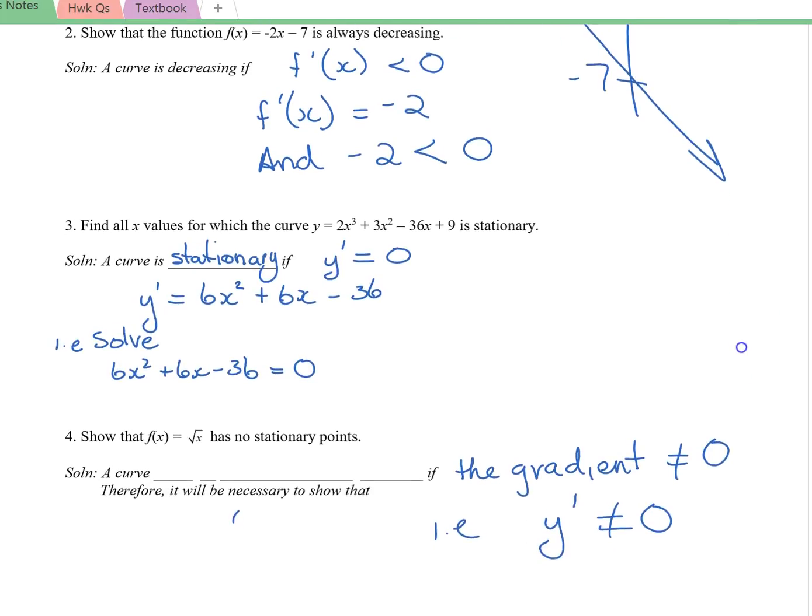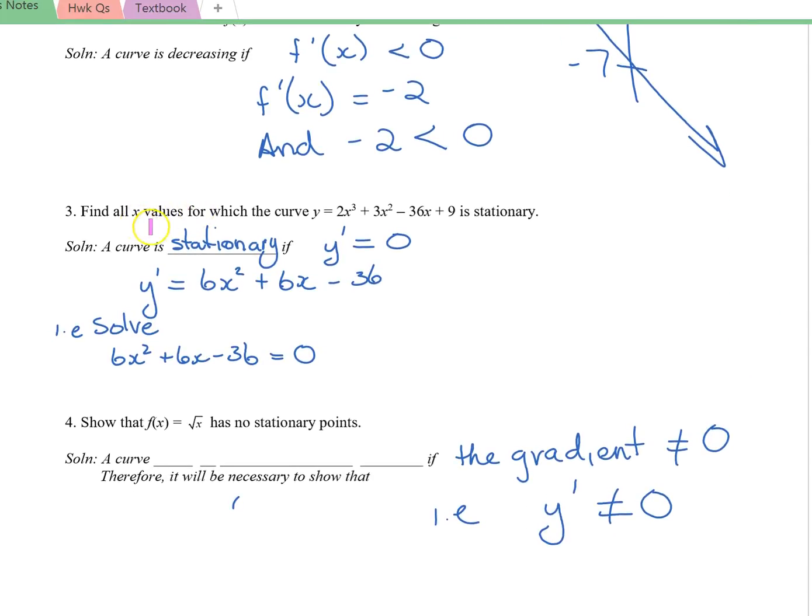The next examples ask you to find x values. We'll be solving something for which this function is stationary. What do we know about that? A curve is stationary if the first derivative is equal to naught. Find your first derivative and solve it equal to naught.